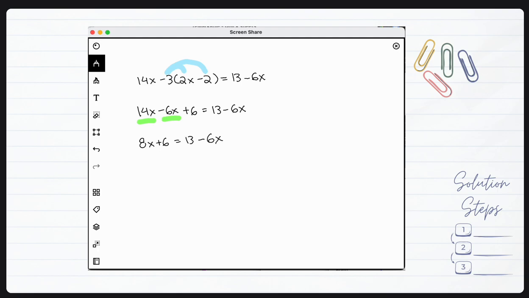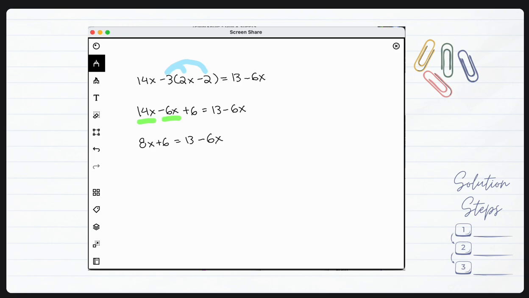From here, I can't simplify the left side anymore, and I can't simplify the right side anymore. So what I'm now going to do is move the variables to one side, all the x's to one side, and then all the constants to the other side, the right side. In order to manipulate an equation, whatever operation you do on the right side, you'll want to do on the left side.